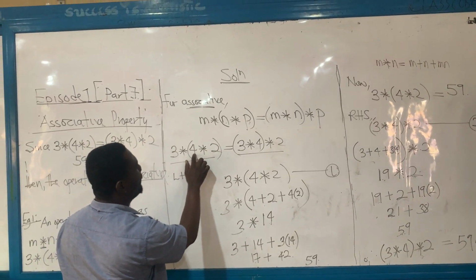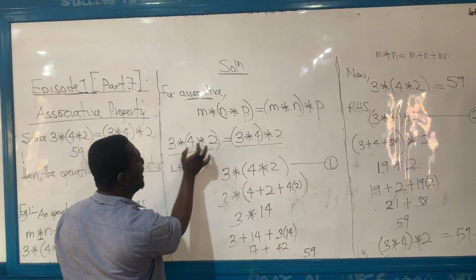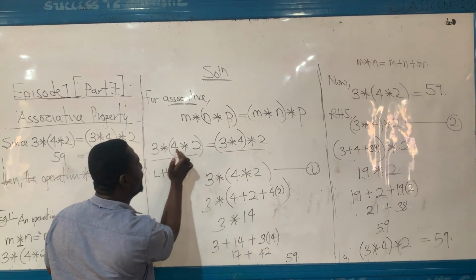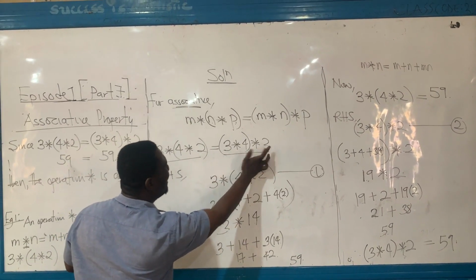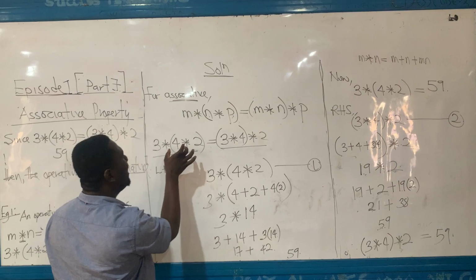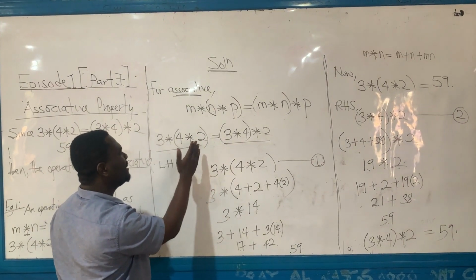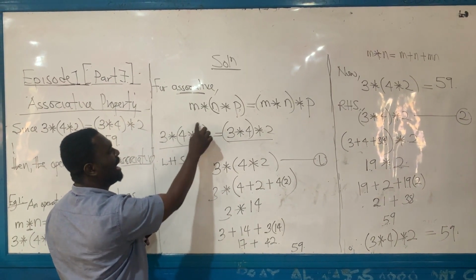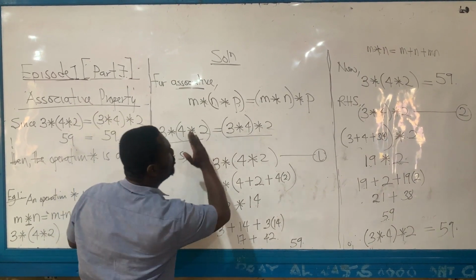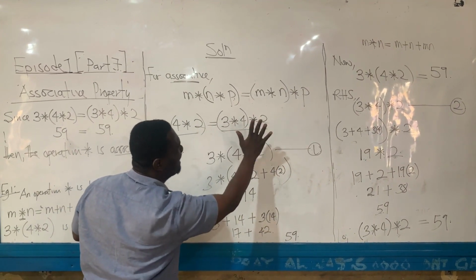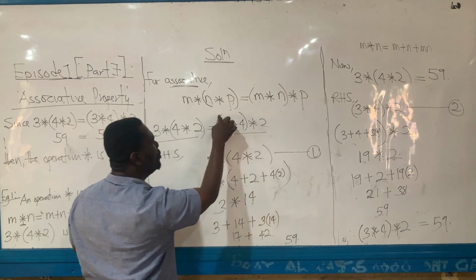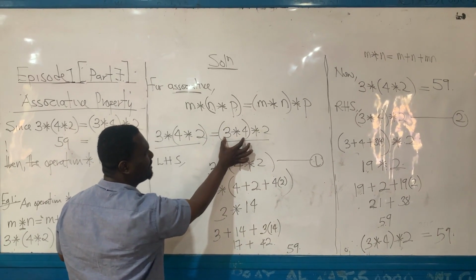3 star 4 star 2, everything the same number, is the same 3 4 2, 3 4 2. The difference is how you introduce your bracket. When you put your bracket to your last two, meaning when you come to your right hand side, it's not supposed to be at the same last two. Use your first two numbers.